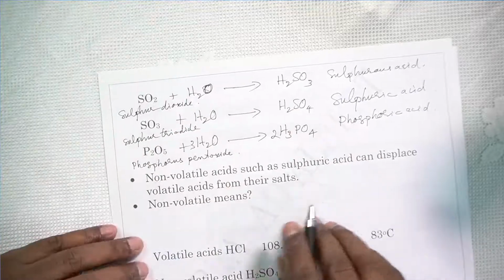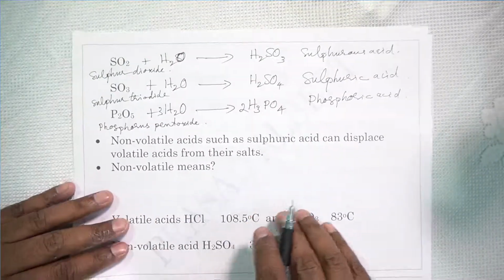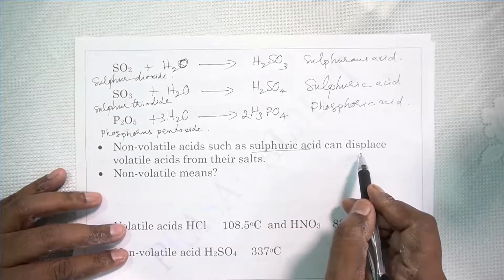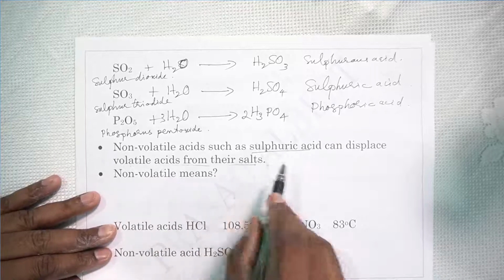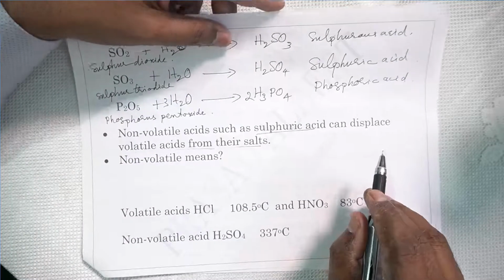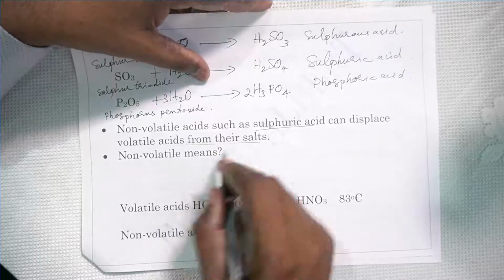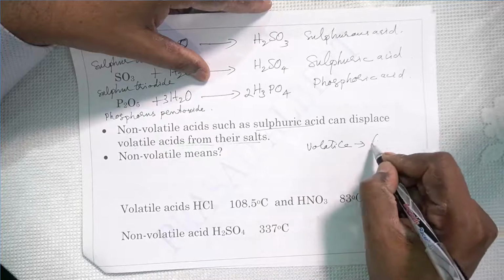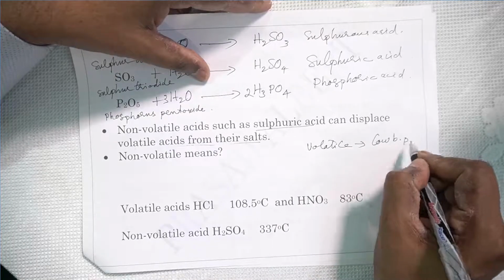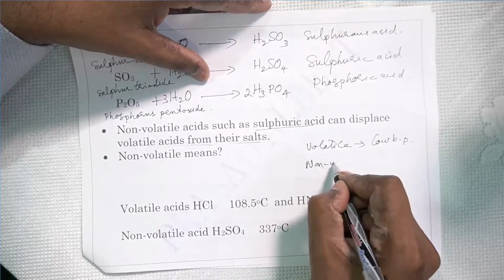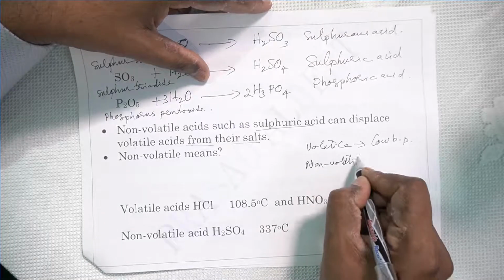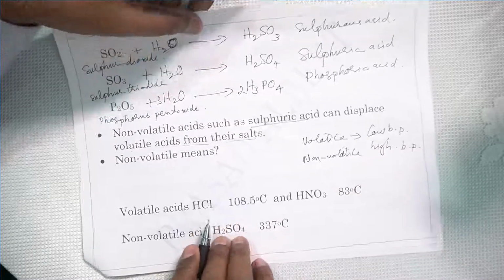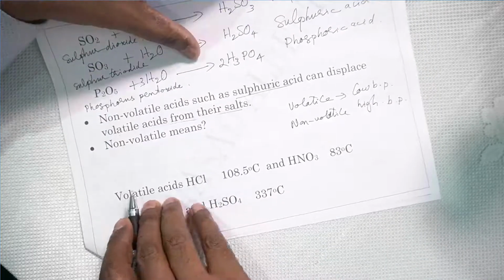Okay. So now the next method of preparing acids is that non-volatile acids, such as sulfuric acid, can displace volatile acids from their salts. Now what do the terms non-volatile and volatile mean? Volatile means low boiling point. Non-volatile means high boiling point.